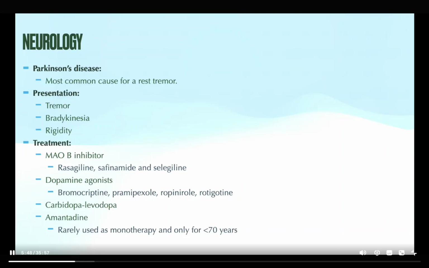However, once this disease begins to affect the patient's quality of life, carbidopa-levodopa, and we've all heard of this medication, and that's easier to say. That's actually more fun to say.